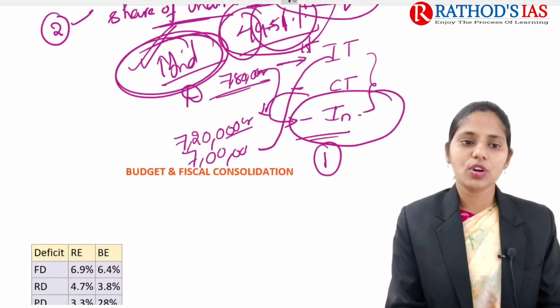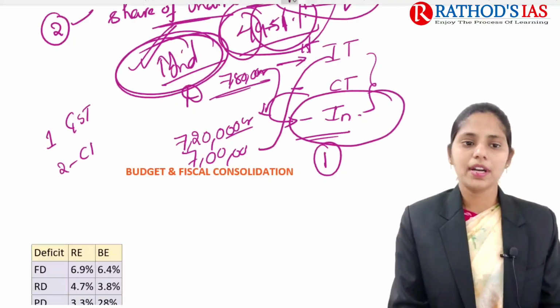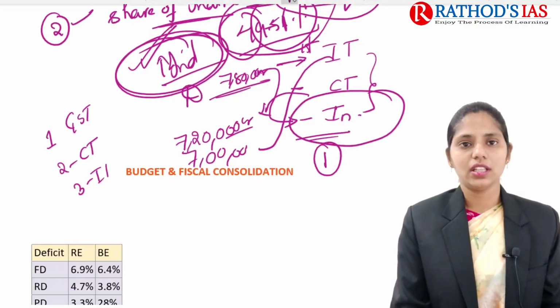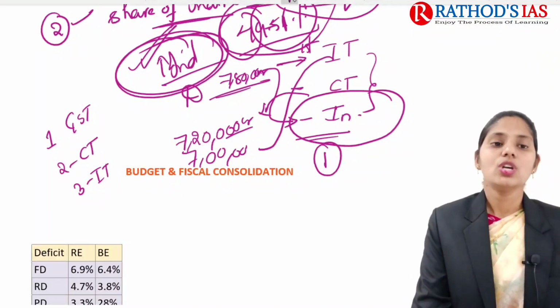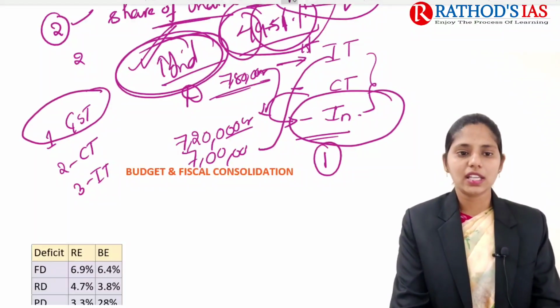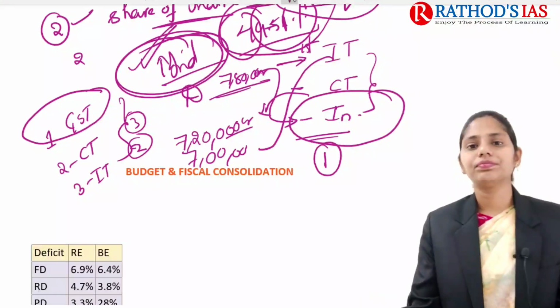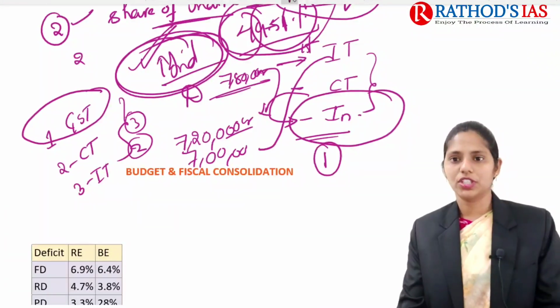So first, we are getting the highest amount of tax from GST. Second, it is from corporate tax. And third, it is from IT, that is income tax, that is personal income tax. If you look at last year, the first one was GST, the second was IT, and the third was corporate tax. So there is a little change here. It is regarding government projections.